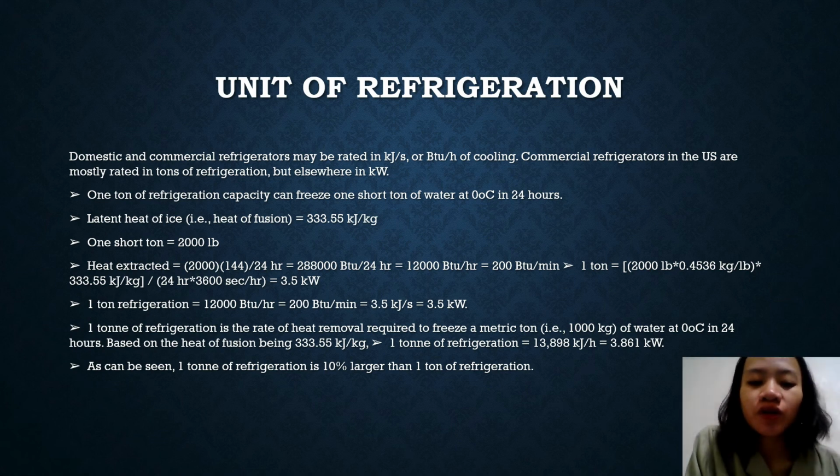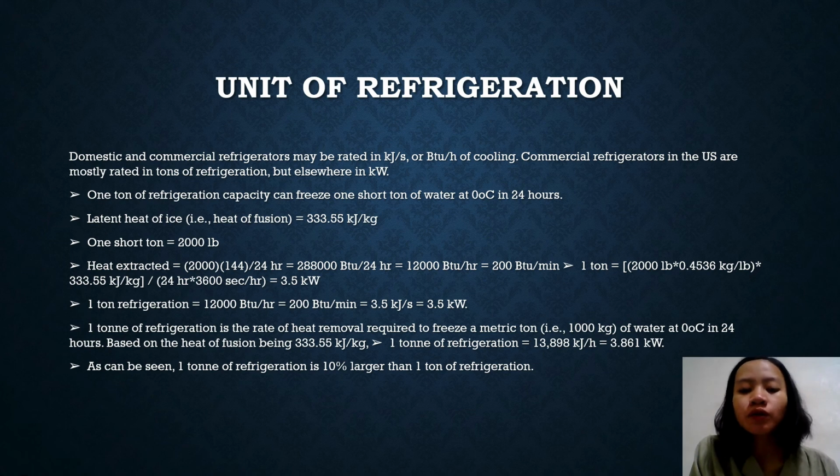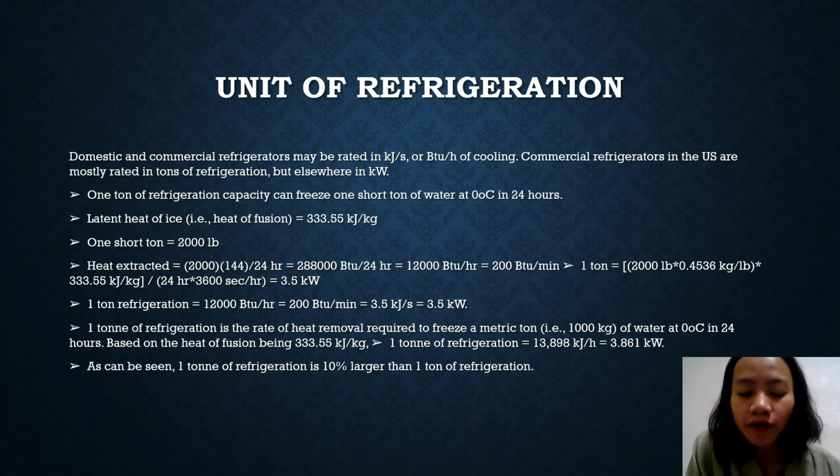1 ton of refrigeration is the rate of heat removal required to freeze a metric ton of water at 0 degrees Celsius in 24 hours, based on the heat of fusion. In this case, 1 ton of refrigeration is equal to 13,898 kilojoules per hour or equal to 3.861 kilowatts. As can be seen, the metric ton of refrigeration is 10% larger than the short ton of refrigeration.